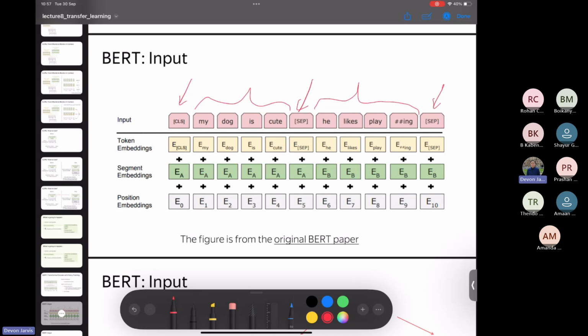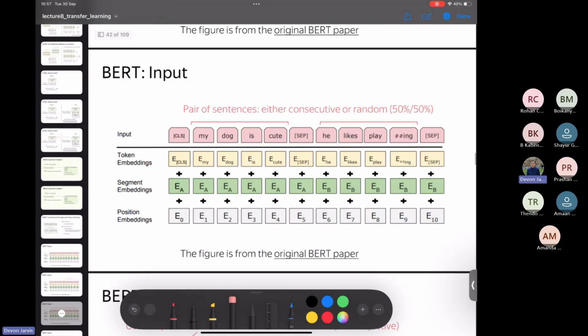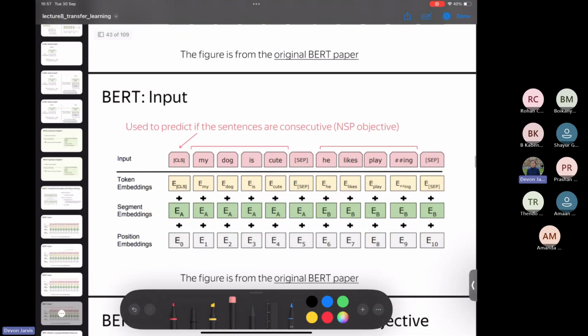All right, this gave a whole bunch of flexibility to what they could do with this model. The fact that you had things like separator tokens and different sentences made it particularly useful. So those are token separators, pairs of sentences, and usually you design your data set so that 50% of them are consecutive sentences and 50% are just random pairings of sentences. And that was important because that was one of the tasks they ended up doing.